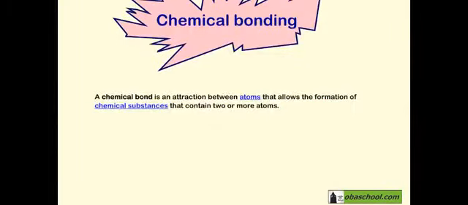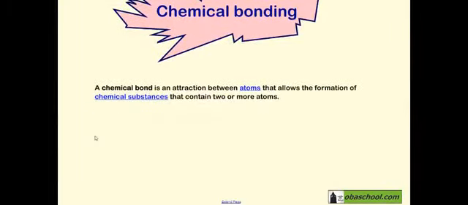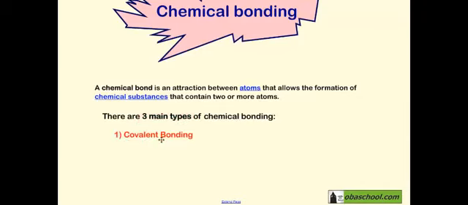There are different types of chemical bonding and three main types that we will focus on. The first one is covalent bonding, and we will explain it in this tutorial. The second is ionic bonding, and the third is metallic bonding.